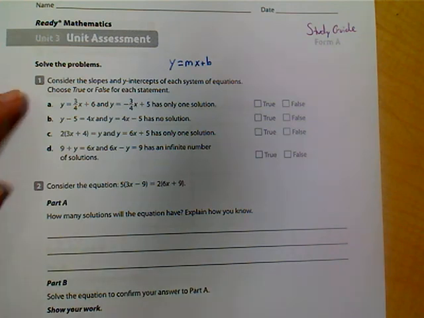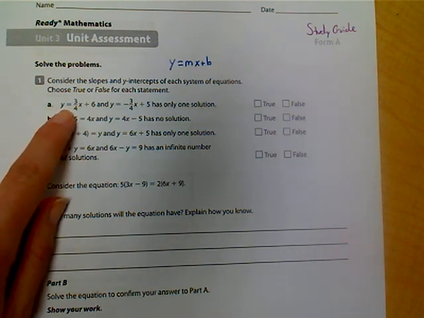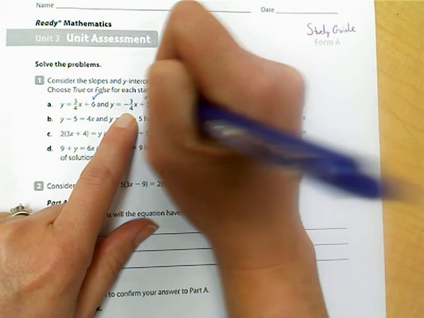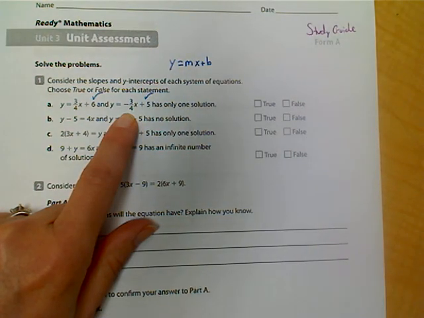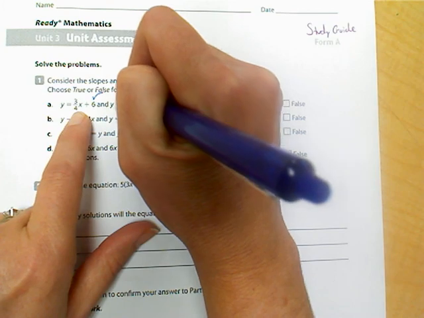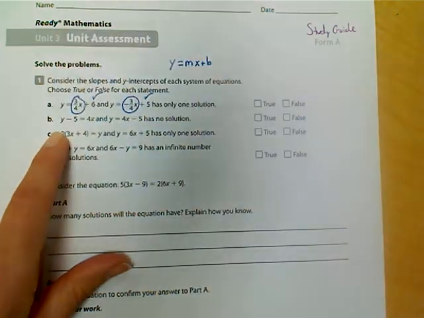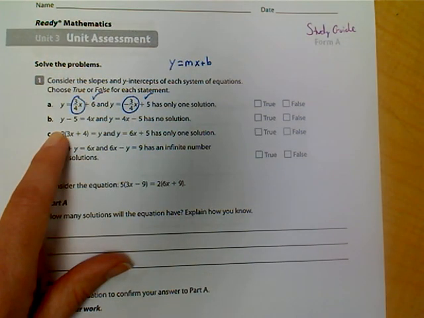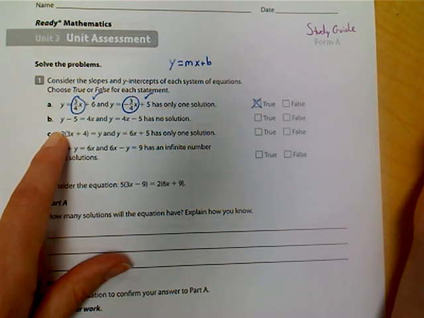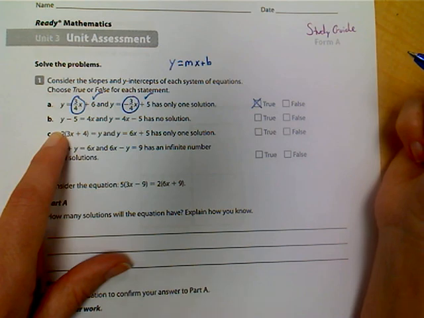If you look at part A, I'm saying y equals 3/4 x plus 6, so that's in slope-intercept form. Y equals negative 3/4 x plus 5, that's also in slope-intercept form. And the question is, does it have one solution? Based on the paper that I gave you, I look at my slopes to determine if it has one solution. I've got a 3/4 and a negative 3/4. They're different. So yes, that is a true statement. Slopes are different. That's why I have one solution there.